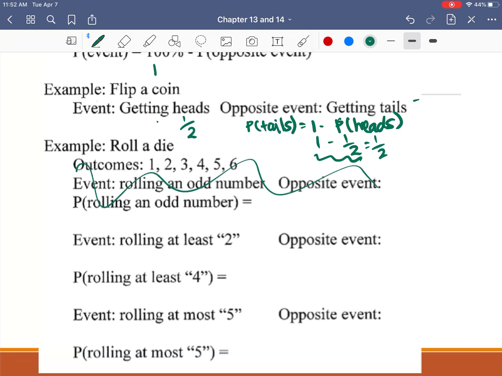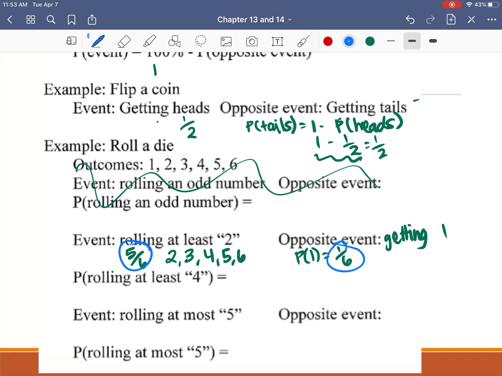Probability of, let's skip this one, rolling at least 2. Okay, at least 2 means you get a 2, 3, 4, 5, or 6. So when we write it out like that, we can see it's a 5 out of 6. But the opposite event of at least 2 is getting a 1, or getting less than 2, which is only a 1 if you roll a die. And the probability of getting a 1 is 1 out of 6.